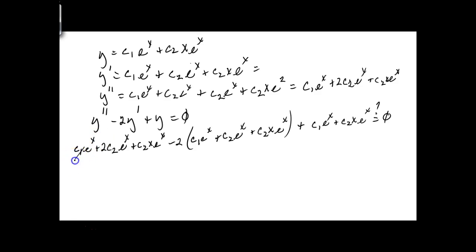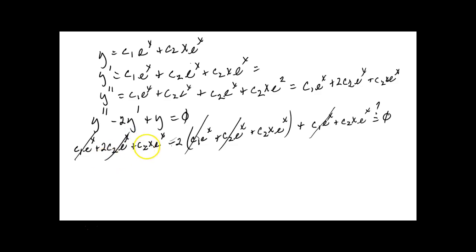Here's a C1 e to the x, a C1 e to the x, and here we have a minus 2 C1 e to the x. Those add to 0. I'm being really lazy here. Hopefully you don't mind. Here's a 2 C2 e to the x, and here we have a minus 2 C2 e to the x. Those add to 0.